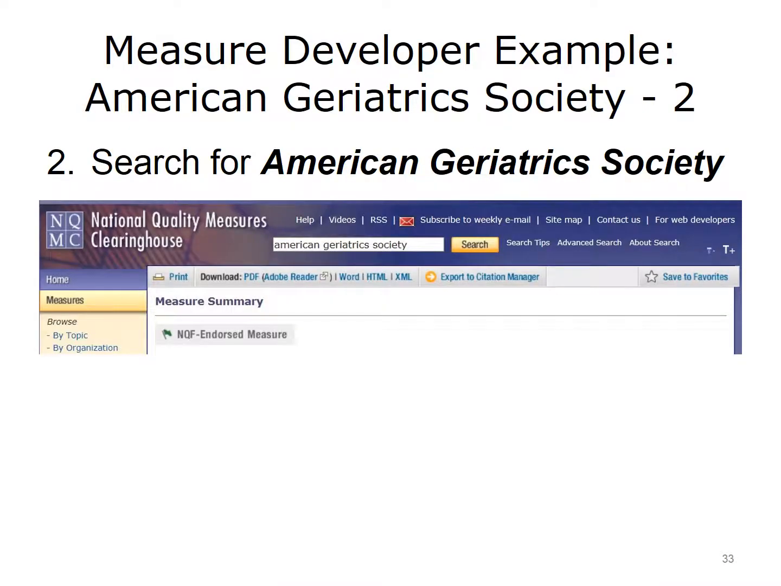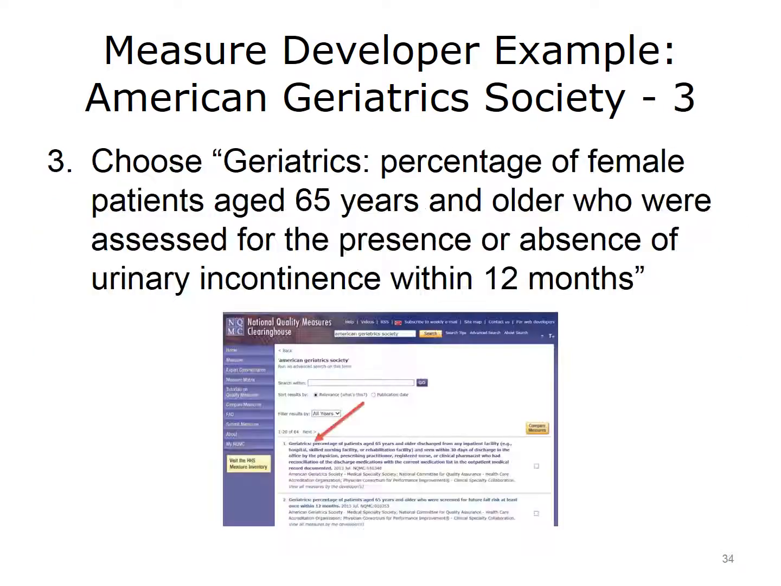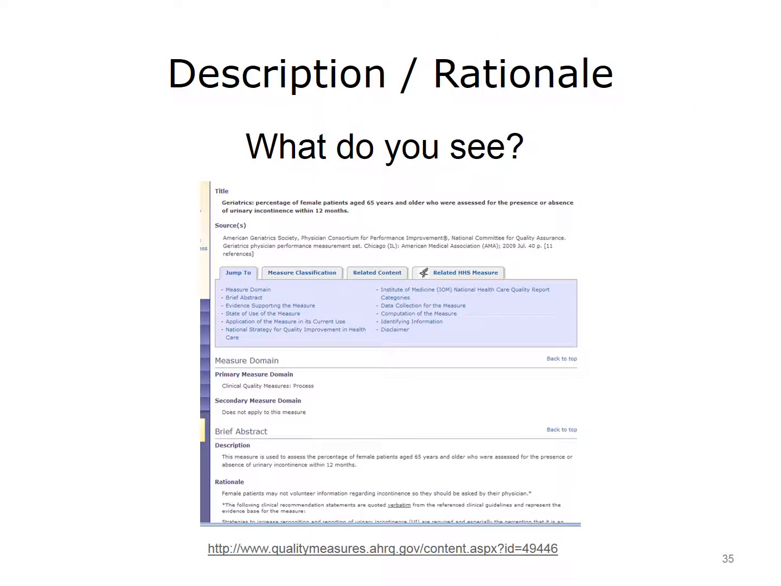When the National Quality Measures Clearinghouse site opens, type American Geriatrics Society in the search box, then click the search button. Look for the item titled Geriatrics, percentage of female patients aged 65 years and older who were assessed for the presence or absence of urinary incontinence within 12 months. This looks at whether female patients over 65 were assessed for involuntary urine loss or urinary incontinence. Is this a good measure? Look at the rationale and evidence. Sometimes, as in this measure, it requires additional reading to understand the purpose of the measure in healthcare.